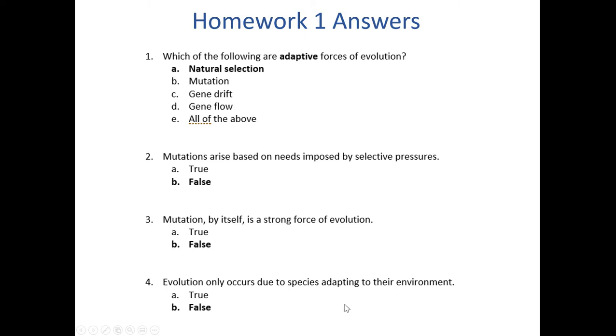Evolution occurs only due to species adapting to their environment. The answer to this is false, and that's because in some of these cases, like with mutation, gene drift, and gene flow, these can be occurring without natural selection, and the species aren't necessarily adapting to their environment. But remember, there can be random changes in the allele frequencies within a population, and that's what defines evolution. So evolution can occur somewhat randomly, so it's not only due to adaptation.